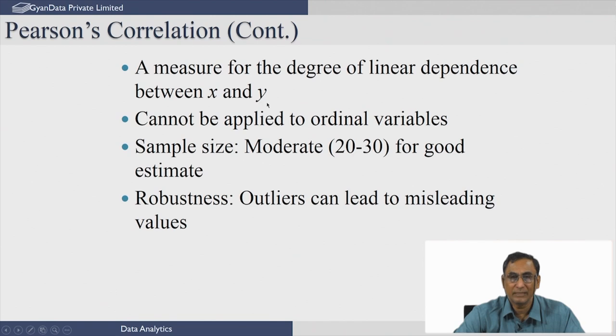Typically, in order to get a good estimate of the correlation coefficient between y and x, you need at least 20-30 points; that is generally recommended. And like your sample mean or the sample variance and standard deviation, if there are outliers, if there is one bad data point, for example an experimental point which is wrongly recorded, that can lead to misleading values of this correlation coefficient. So, it is not robust with respect to outliers, just like the sample mean and sample variance we saw earlier.